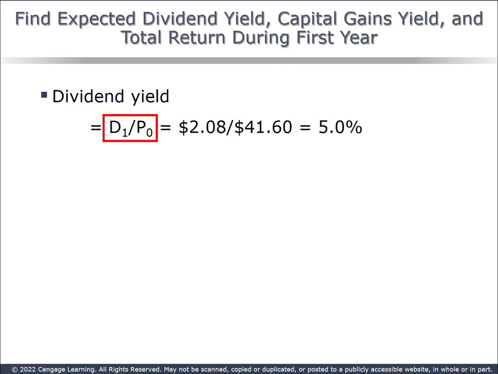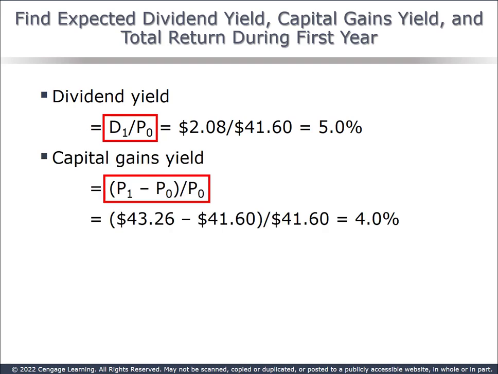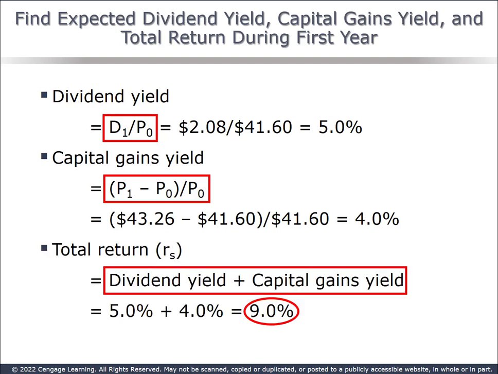An asset can only generate return in two ways, cash or price appreciation. For our stock with a 9% return, the dividend yield is the cash return. DY is equal to D1 divided by P0, 5%. The capital gains yield is the change in price. For a constant growth stock, it's the growth rate.